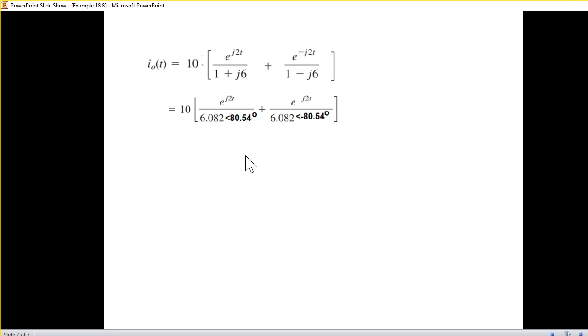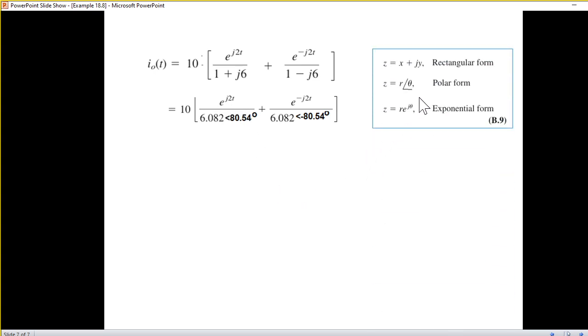Now there's another formula that we have to use, because here is e^(jt). That formula is the different forms of impedance. So we know x plus jy is the rectangular form, r angle theta is the polar form, and then the exponential form is r e raised to the power j theta. That means angle theta can be written as e raised to the power j theta. So here also we'll write this angle as e raised to the power j theta, where the angle is this one, and similarly here.